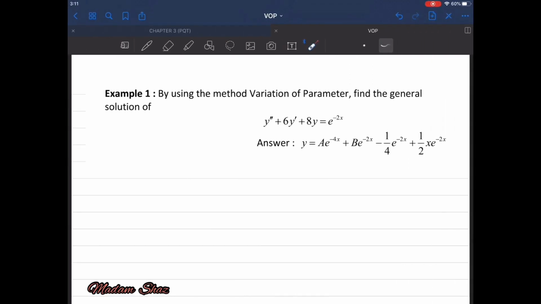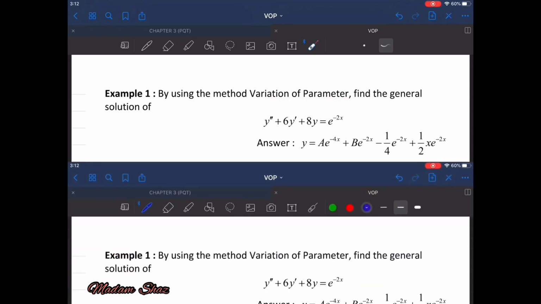Now let's continue with example 1. By using the method of variation of parameter, find the general solution of y double prime plus 6y prime plus 8y equal to exponent negative 2x. This question asks you to solve by using VOP. Even though the right hand side is an exponential, which is from case 2, we cannot solve by using undetermined coefficient. You have to solve by using VOP.